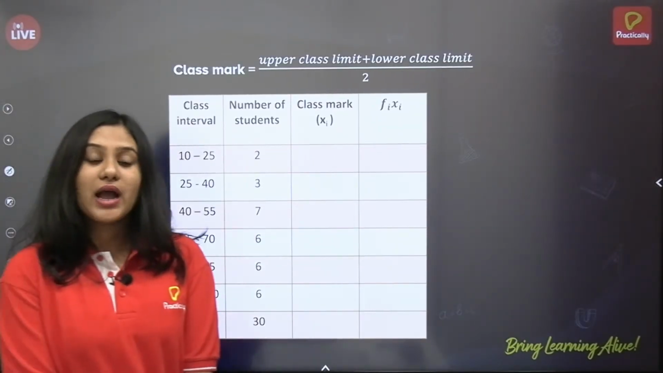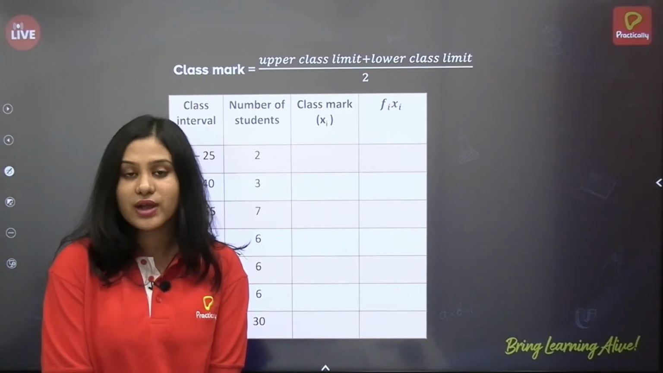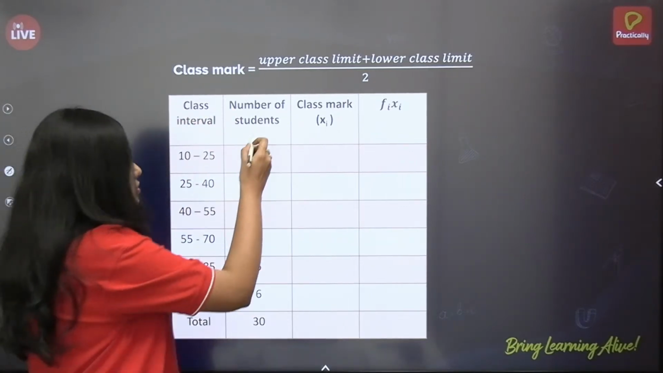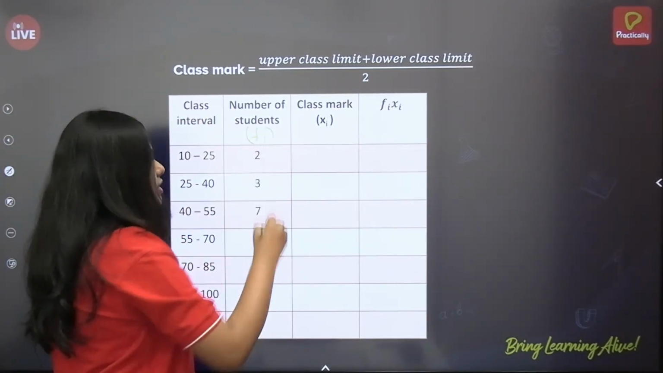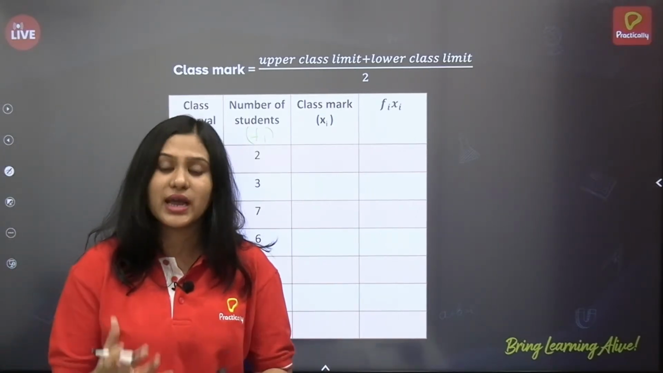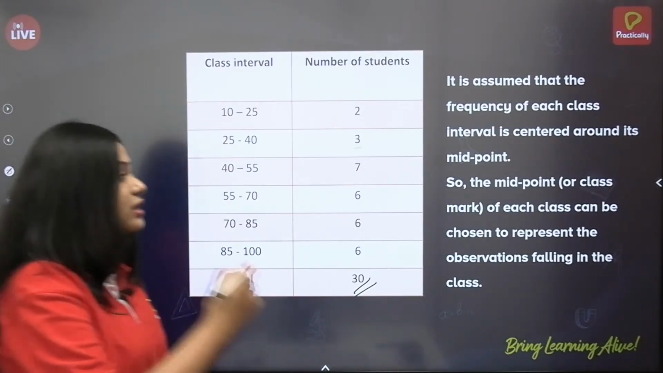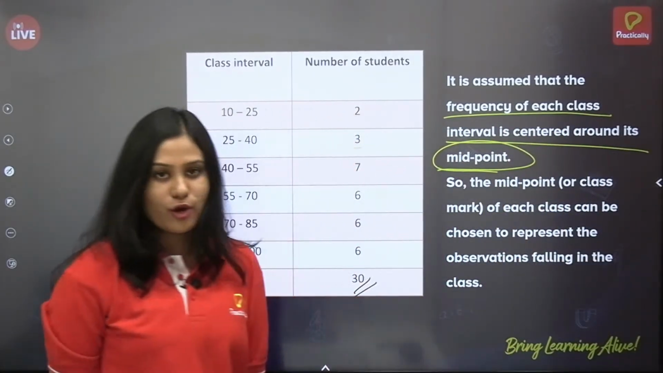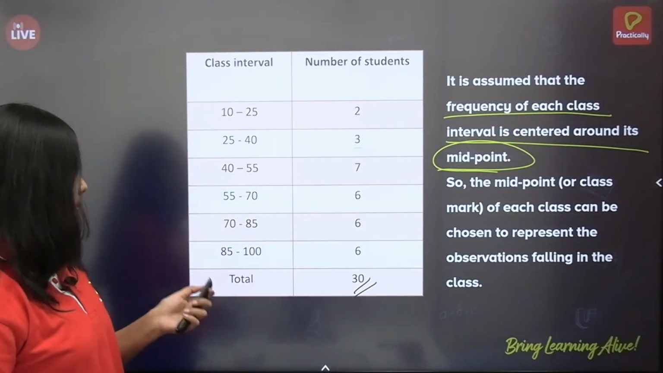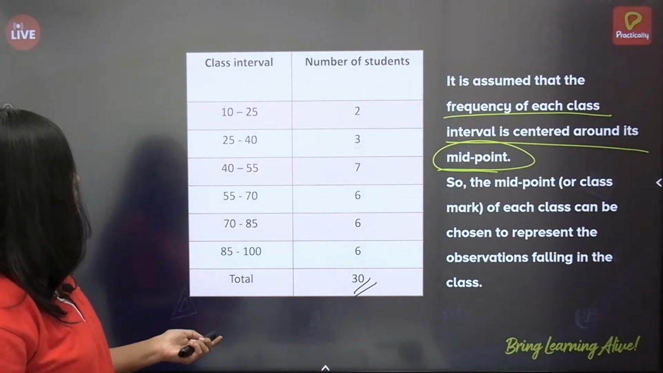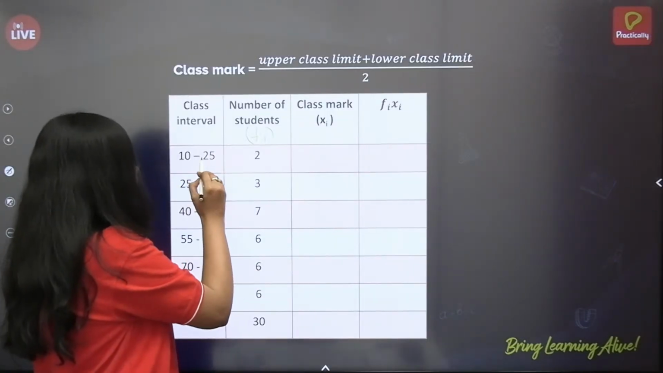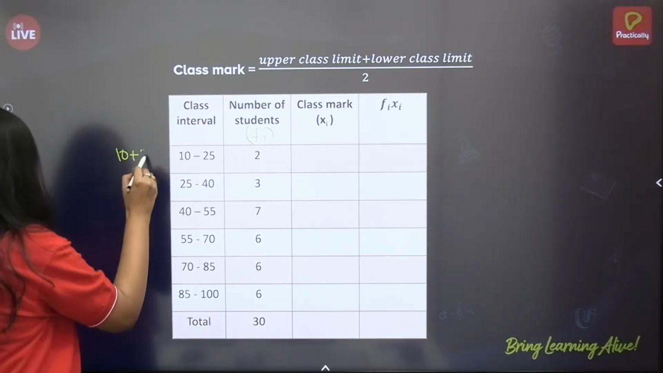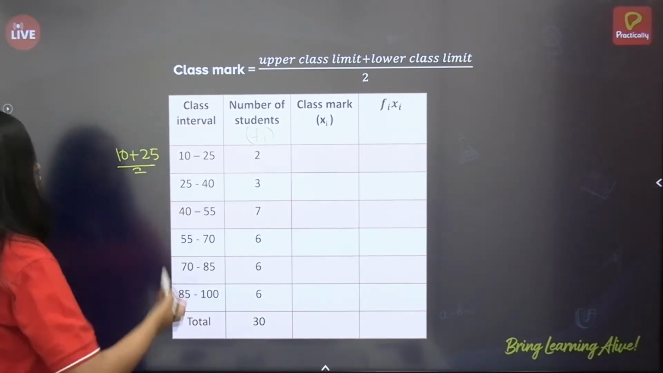Class mark. Now we have to find the class mark. Why do we have to find the class mark? Because there is fi, that is frequency, but where is my xi? How will I get it? It is assumed that the frequency of each class interval is centered around its midpoint. So here we will be taking 10 plus 25 by 2. What is it?